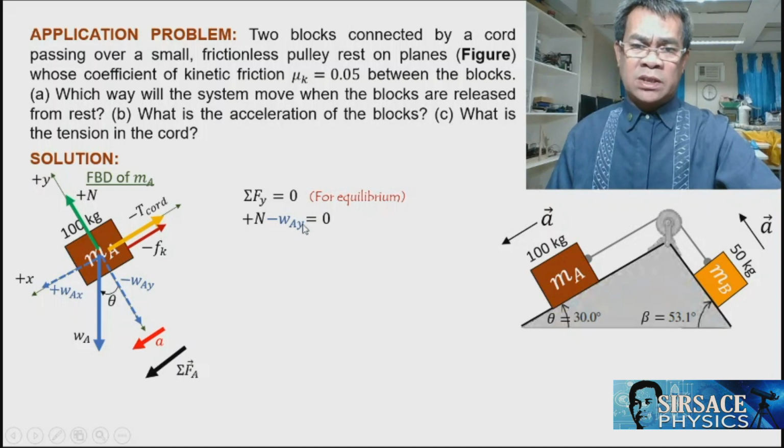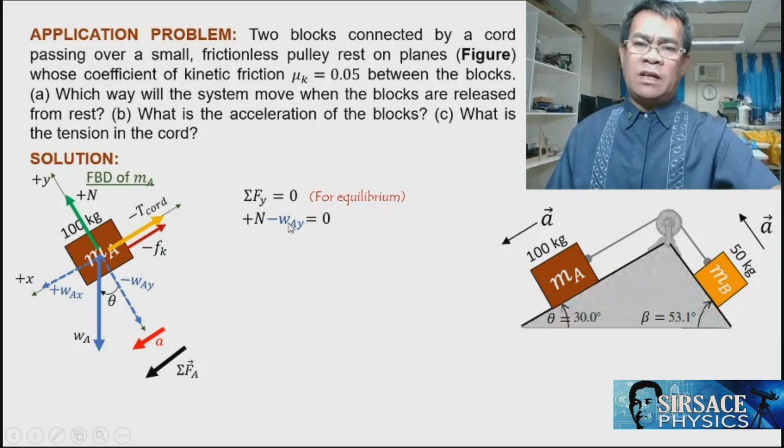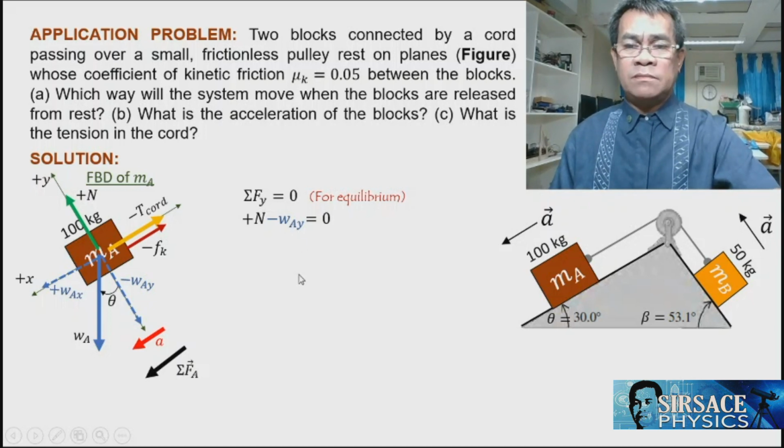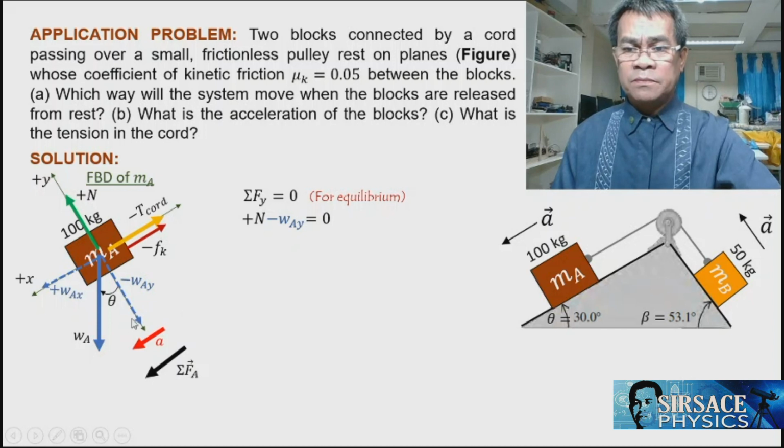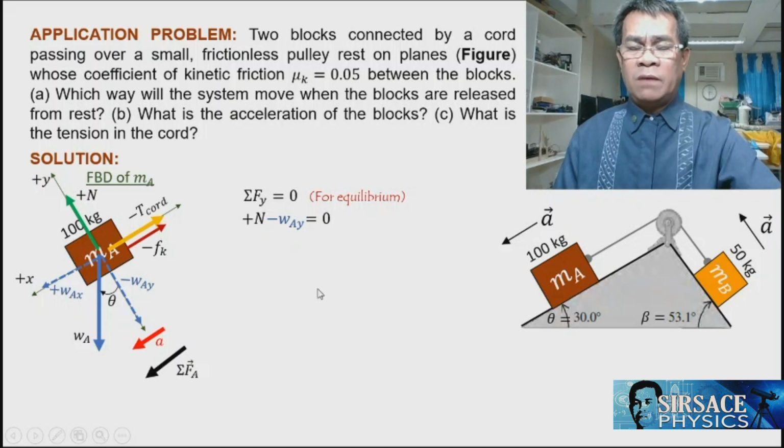Now, the question is, what's the value of the weight of the block along y? In that case, we can solve this in terms of weight because weight, take note, is mass times gravity. We have the mass and we have the gravity, so we already have the weight. Meaning we have to express this in terms of the weight. Now, to solve WAY and WAX, the components of W along X and Y, we have to construct the force polygon of the component of the weight and its vector.